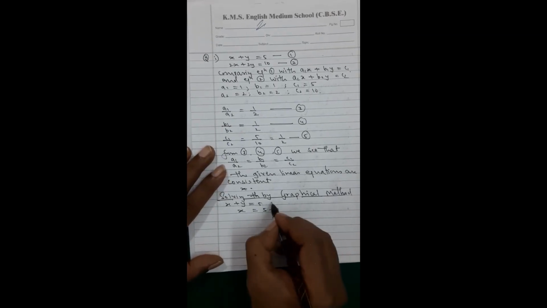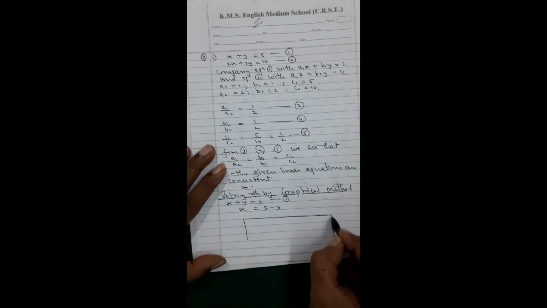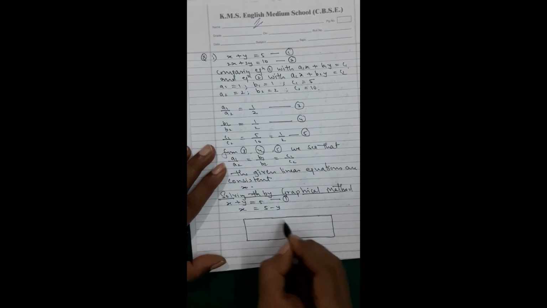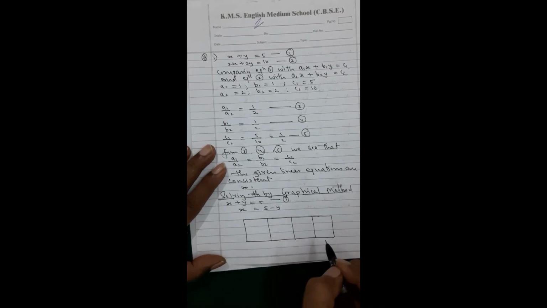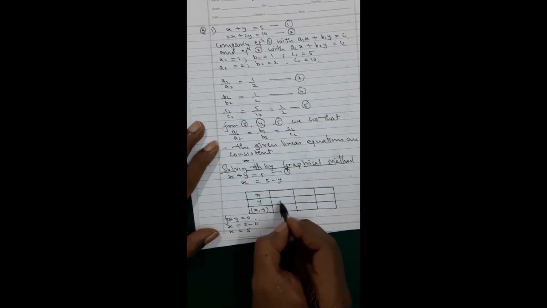So I'll make a table with 4 columns, 3 rows. So you can get it over here itself, x plus y, x is equal to 5 minus y. So here for y is equal to 0, I will get x is equal to 5 minus 0, so you will get x is equal to 5. Okay, for y is equal to 0, you will get x is equal to 5, 5 comma 0.